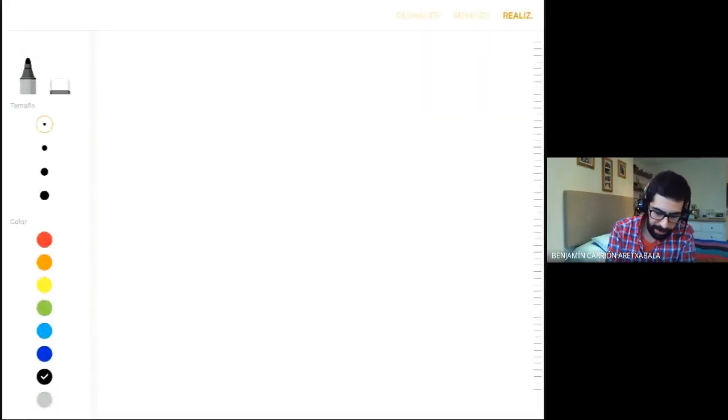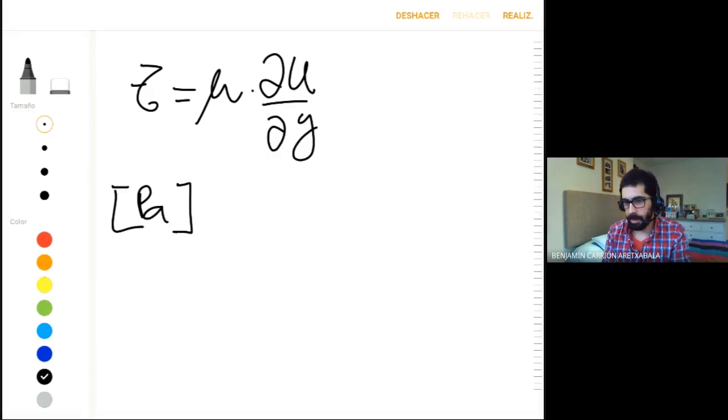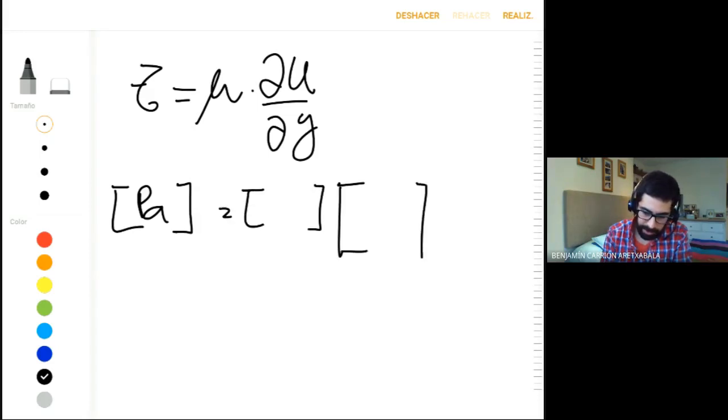Okay, so we said tau is going to be mu times du dy, right? What units does this have? Tau is a stress, so it has units of pascals, or newtons per square meter. Then mu, we're going to leave it blank. And what units has du over dy?